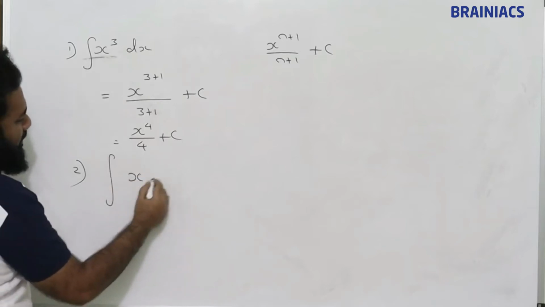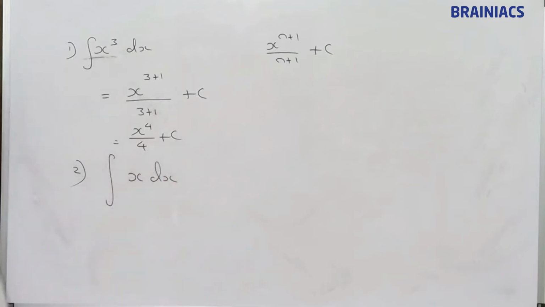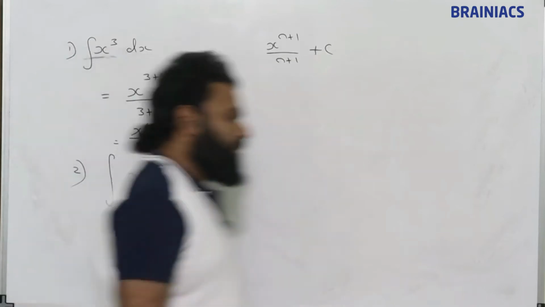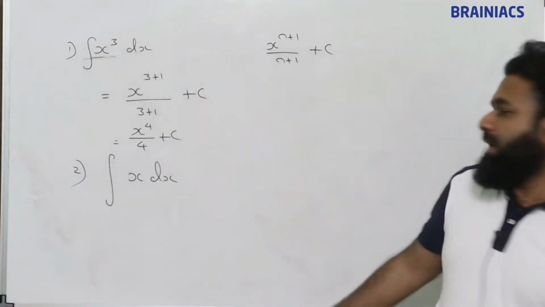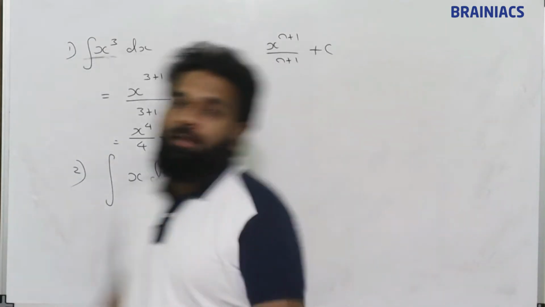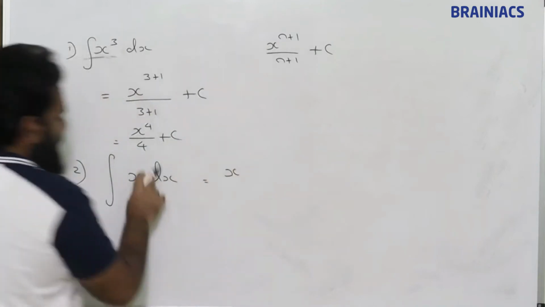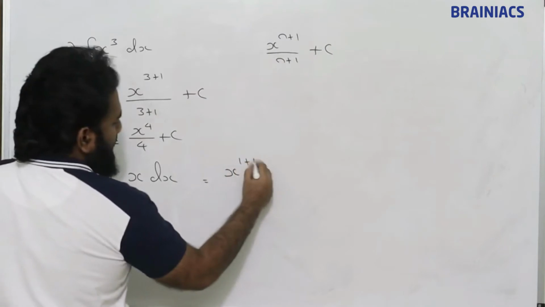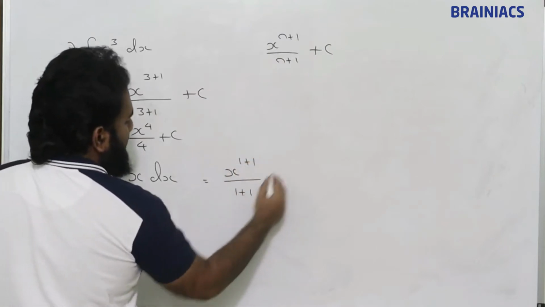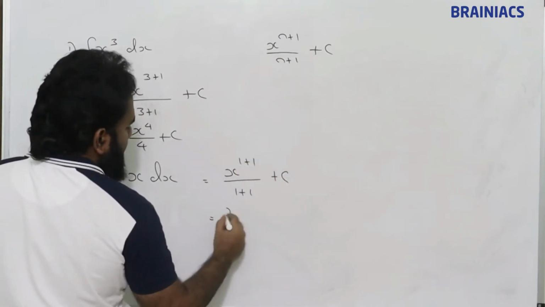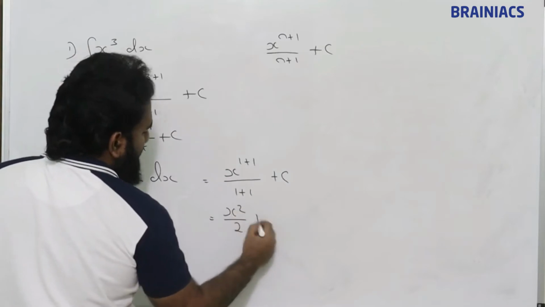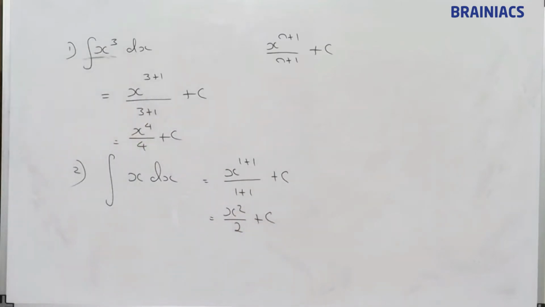Integration of x dx. What is this? What is n here? n is nothing but 1 here. So this is nothing but x raised to 1 plus 1 divided by 1 plus 1 plus c. So I can write x square by 2 plus c. Clear?